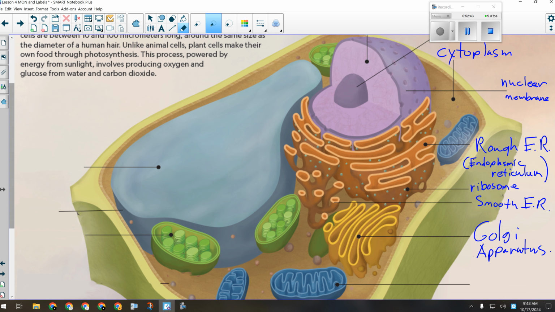Now the lysosomes aren't going to leave the cell, but the stuff that's inside of them, you don't want that just swimming around inside the cell. It's digestive enzymes. They're designed to digest cellular material. Okay? You don't want that just hanging around inside the cell.